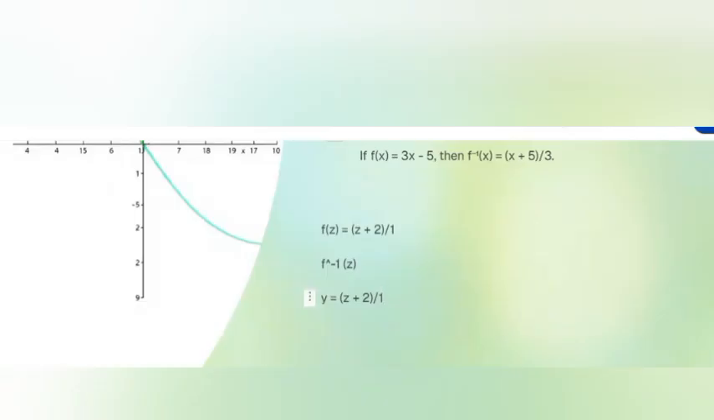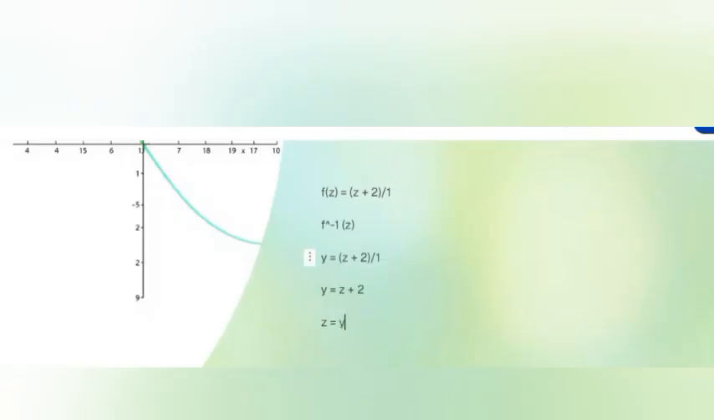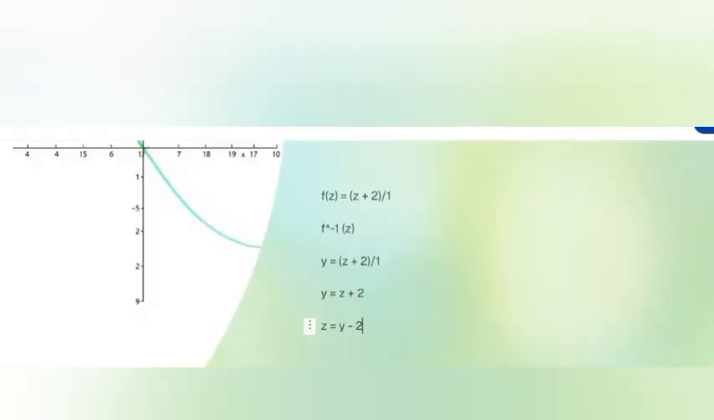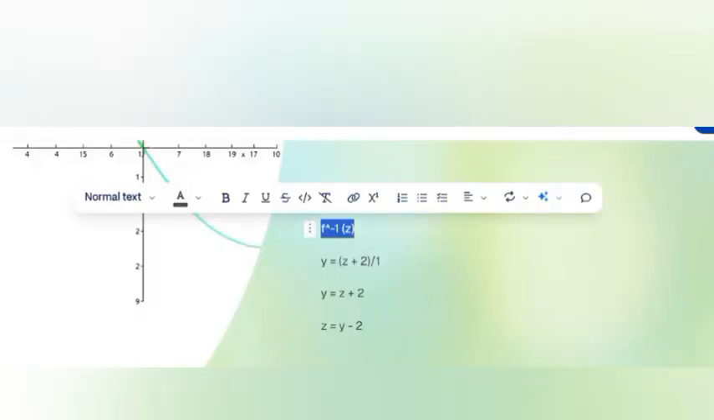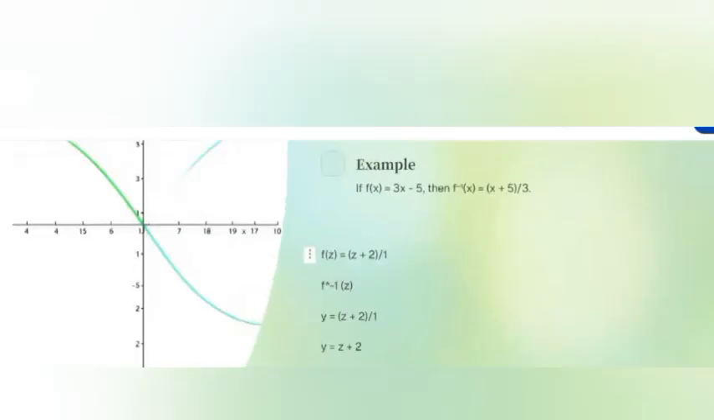Now, this is y equals z plus 2 over 1. So you cross multiply y times 1, so it's still y equals z plus 2. And then z now will be equal to y minus 2. Now, having gotten here, what do you now do? Your z now becomes f inverse of z. So f inverse of z is equal to what? Y now goes away and you place it back as z minus 2. So now this z minus 2 is the inverse function of your original function, which is z plus 2 over 1.